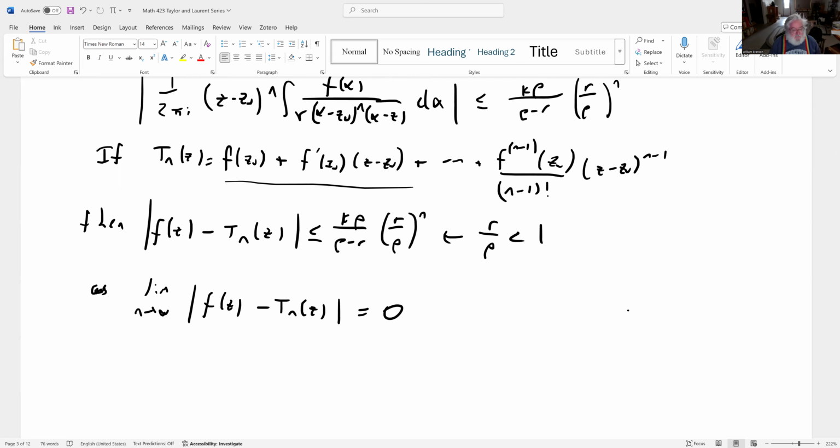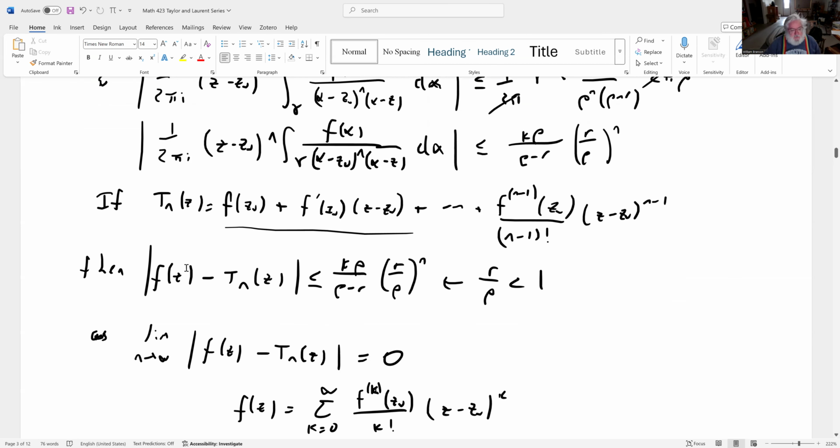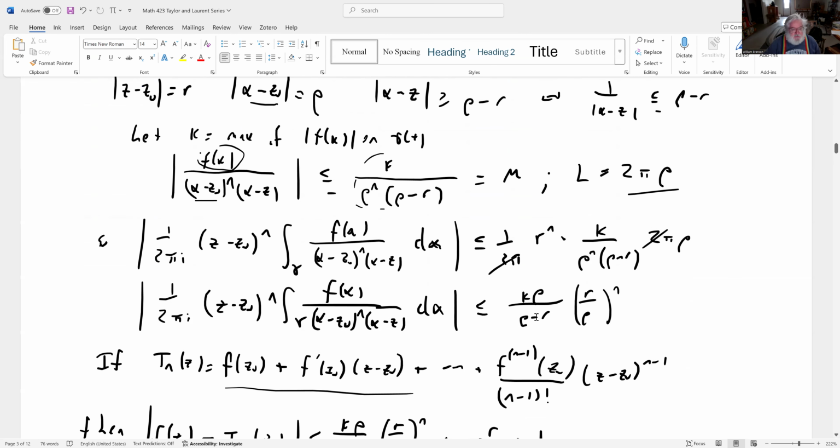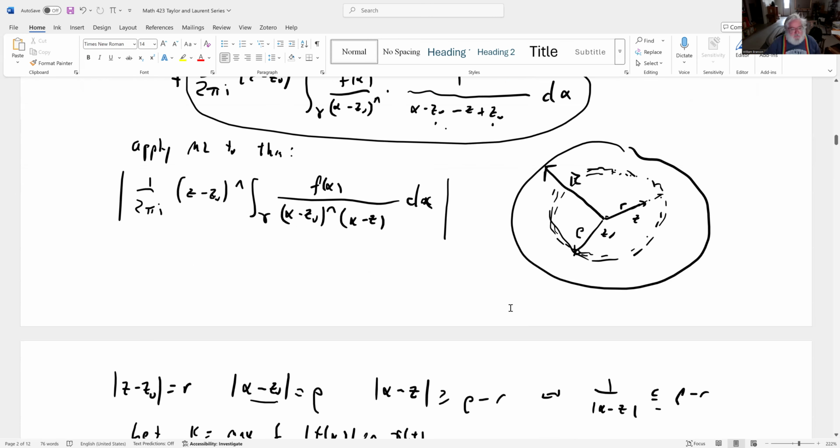so the limit as n goes to infinity of that is zero, and so f of z must be equal to T infinity of z, which is the sum from k equals 0 to infinity of f^(k) at z naught over k factorial times (z minus z naught) to the k. So there is Taylor's theorem. So pretty standard. We got a remainder. We showed it went to 0, so that these things have to be equal to each other.